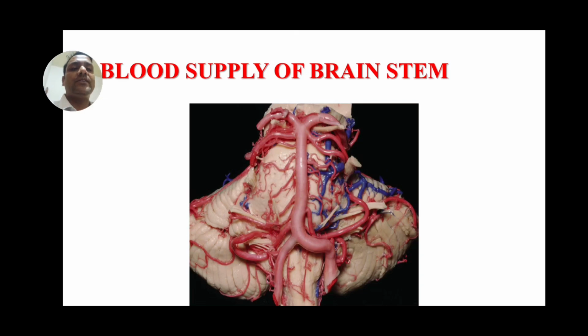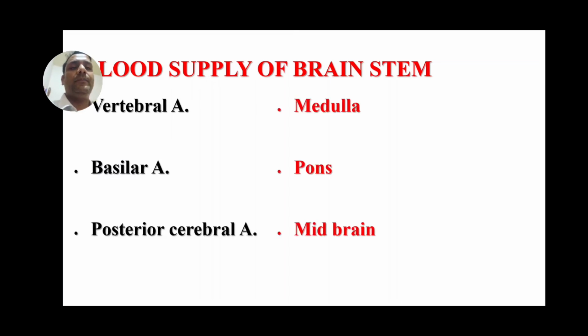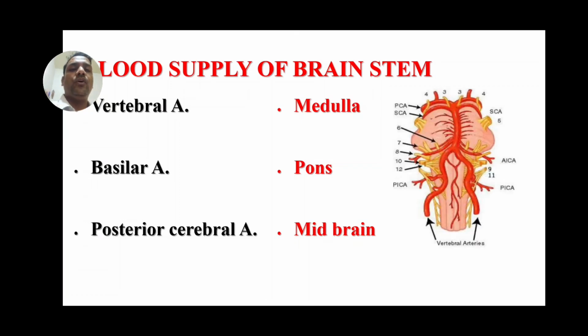Coming to the blood supply of the brainstem. You notice here the parts of the brainstem: there are three parts, medulla, pons, and midbrain. Medulla is supplied by the vertebral artery. Pons is supplied by branches of the basilar artery. Midbrain is supplied by branches of the posterior cerebral artery. And you can notice here two vertebral arteries joining to form the basilar artery, which lodges in the basilar sulcus of the pons and gives rise to the anterior inferior cerebellar, pontine branches, superior cerebellar, and posterior cerebral arteries.